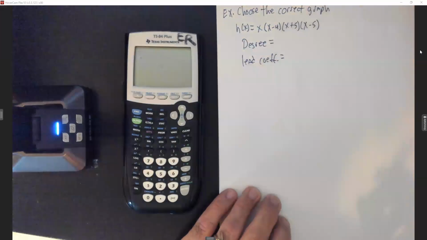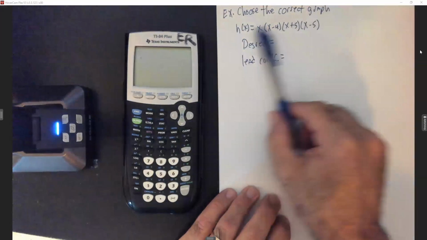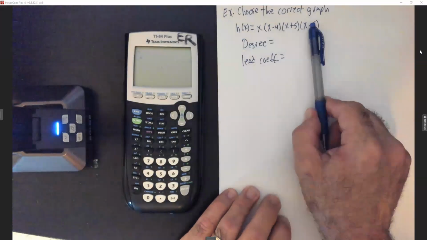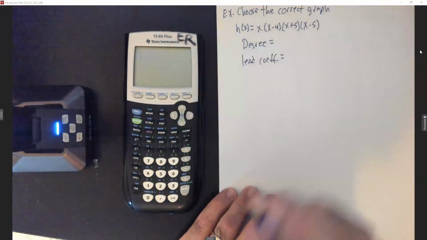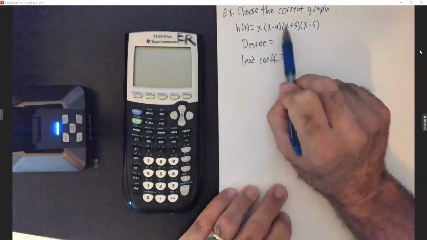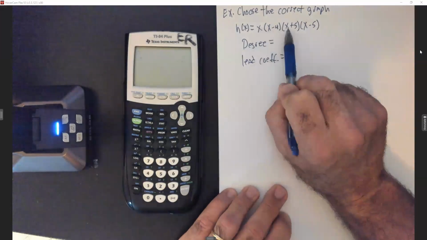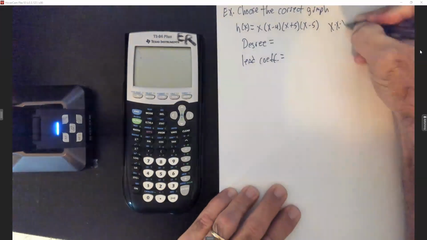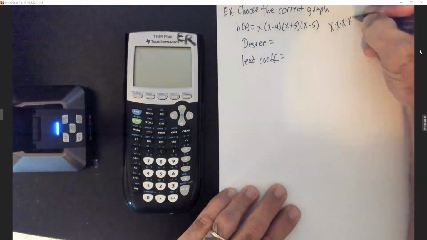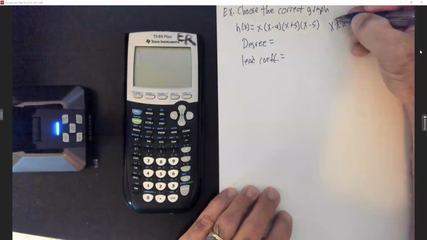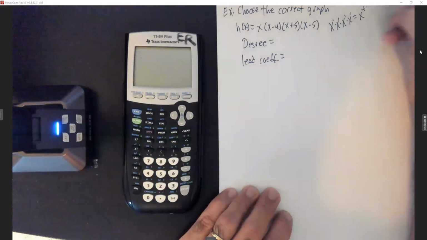Now, if you wanted to, you could FOIL this whole thing out. I would FOIL these two, then FOIL by that one, and then FOIL that by the x. But that's more than we got to do. All we got to do is multiply all these x's together. That's a 1x, a 1x, a 1x, and a 1x. So x times x times x times x equals x to the 4th. So you would add all them ones together and get 4. So the degree would be 4.